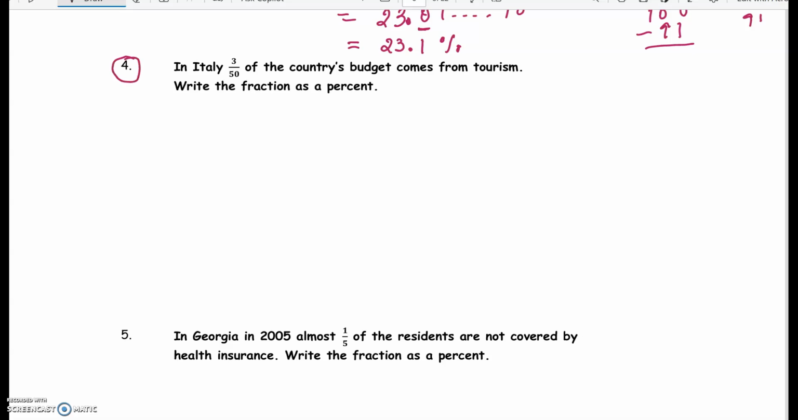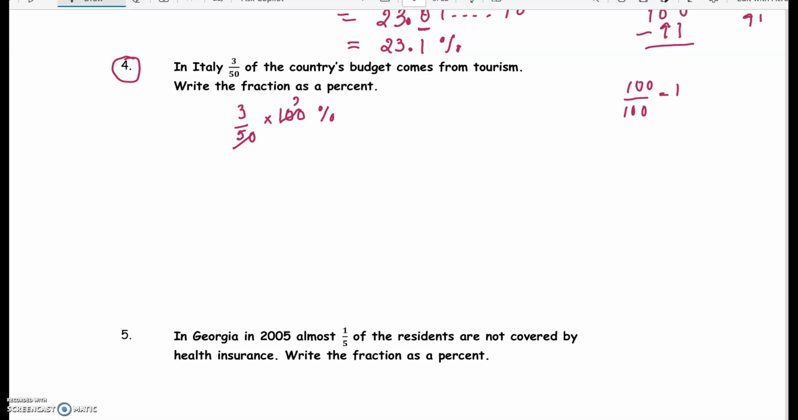So problem 4, it says 3/50th of the country's budget comes from tourism. What would this look like as a percent? So we're going to change it to a percent. How do you change a fraction to a percent or a decimal to a percent? Just multiply with 100%. Remember that 100% is equal to a 1.